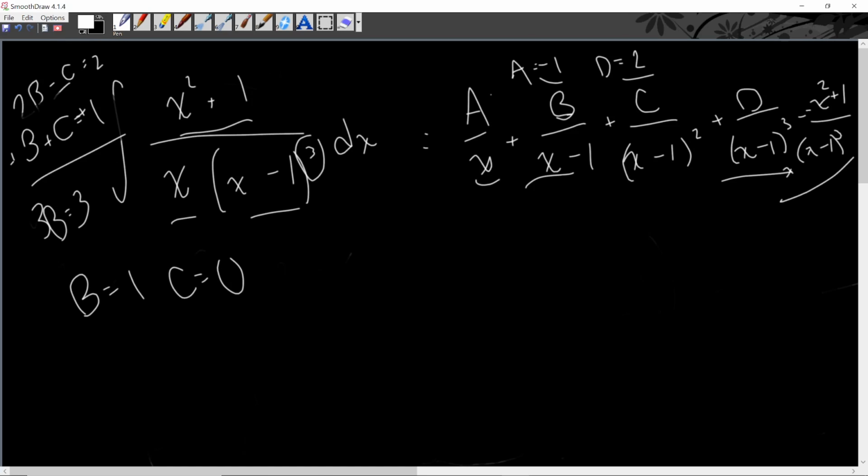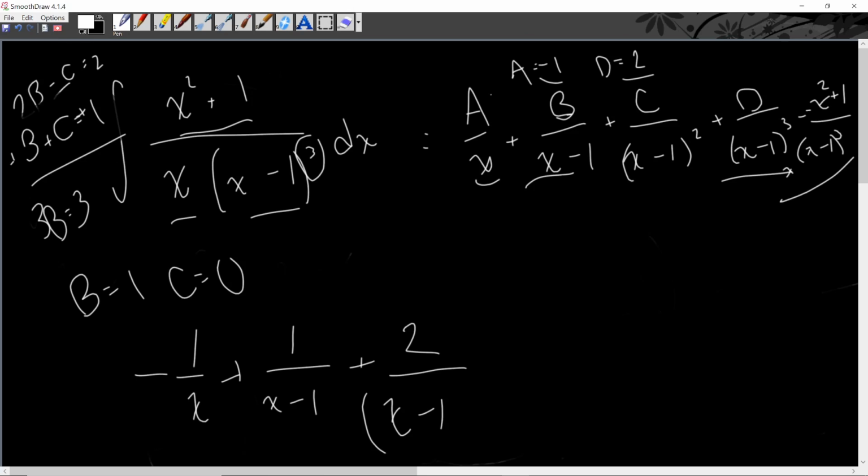So now, let's plug in everything we had. We had negative 1 over x, a over x, plus b over x minus 1, so 1 over x minus 1, plus c, which is 0 over x minus 1 squared. 0 divided by anything is 0, so I'm not going to write that down. And then d over x minus 1 cubed, d is equal to 2, so we have 2 over x minus 1 cubed. Alright, and this is all integrated with respect to x. Now, this one is going to be annoying to integrate.